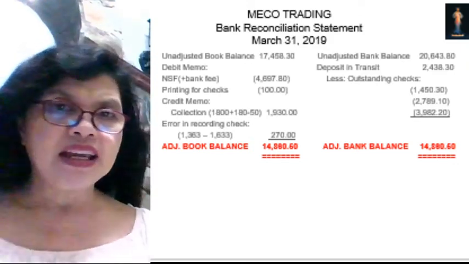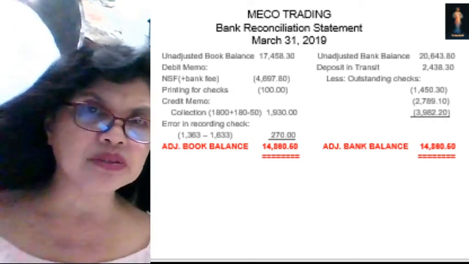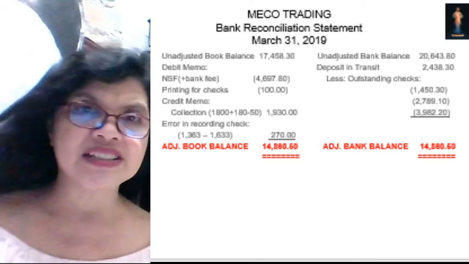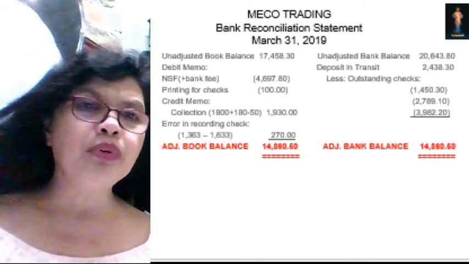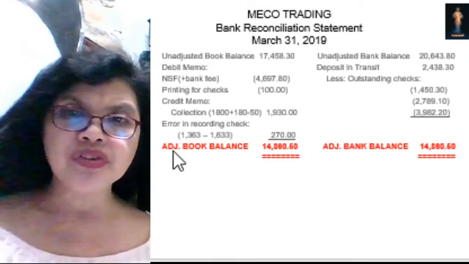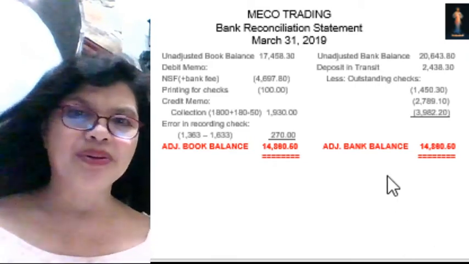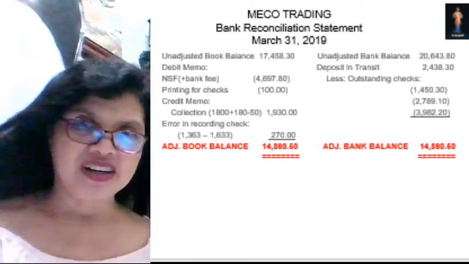Okay? Next, we get your adjusted bank balance of 14,800.60. So now it is adjusted, and both the book balance and the bank balance are equal. So this is our final answer.